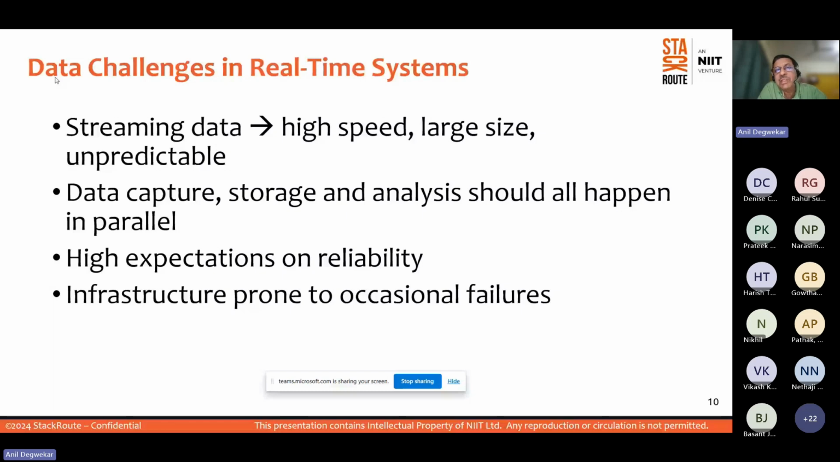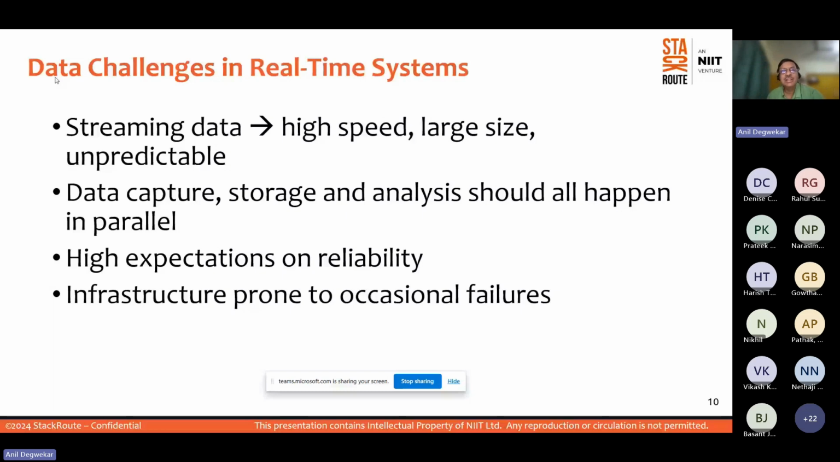99.9% means 0.1% failure. So if you apply that to a real time system, out of 1,000 data points, one can be missed. Now that one data point could be the crucial one, right? Or out of 1,000 comments by users, one could be missed. So the infrastructure is not as reliable as what our end users expect us to be. And that is where the challenge comes into the picture.